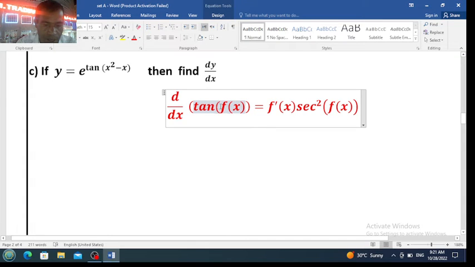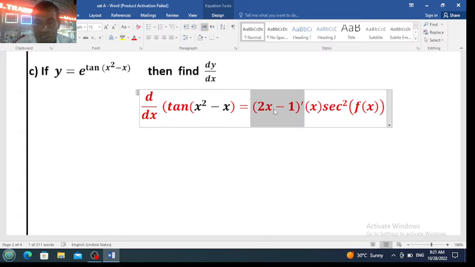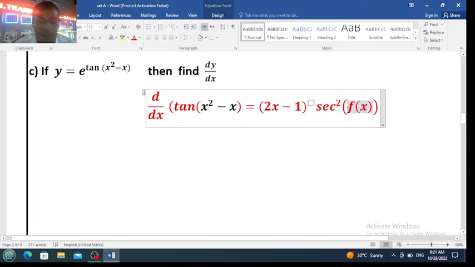Therefore, what is the first derivative of x squared minus x? It will be 2x, of course, between brackets, 2x minus 1. Then I will close the brackets, multiply by sec square of x square minus x. This is the first derivative of tangent x squared minus x.